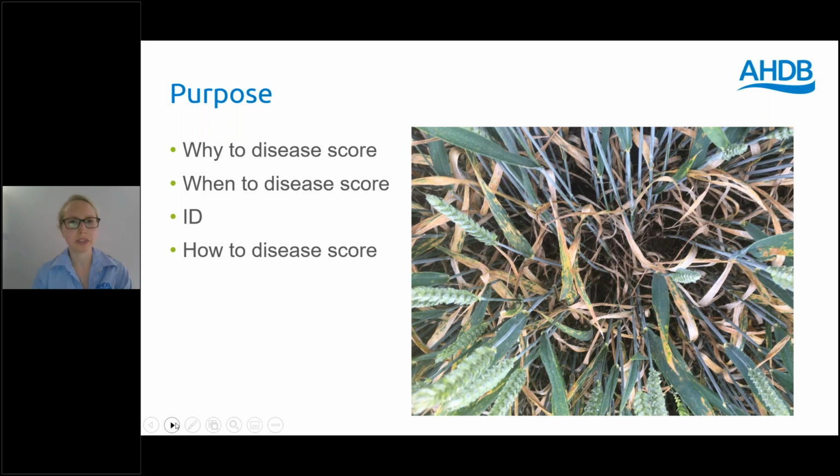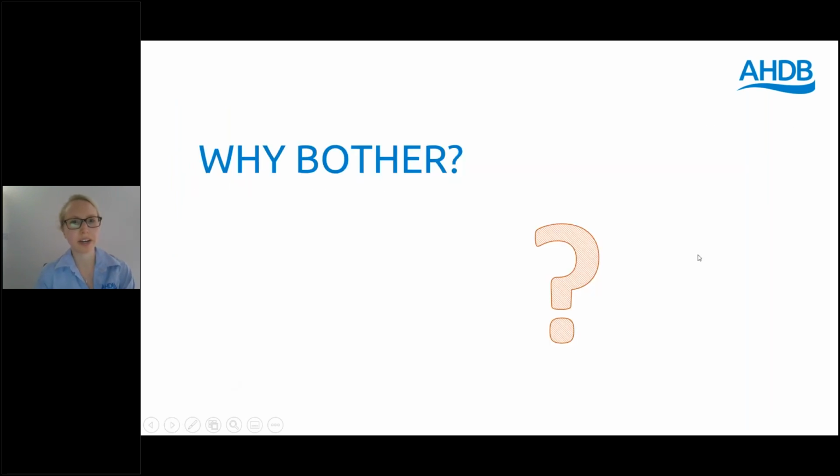So firstly, what do we mean by disease scoring? You go out into the crop, parting it and seeing what disease is there in different fields, different varieties, and throughout the season, to build up a picture of disease levels on your farm and in your different disease management systems. So why do we want to bother to do this?